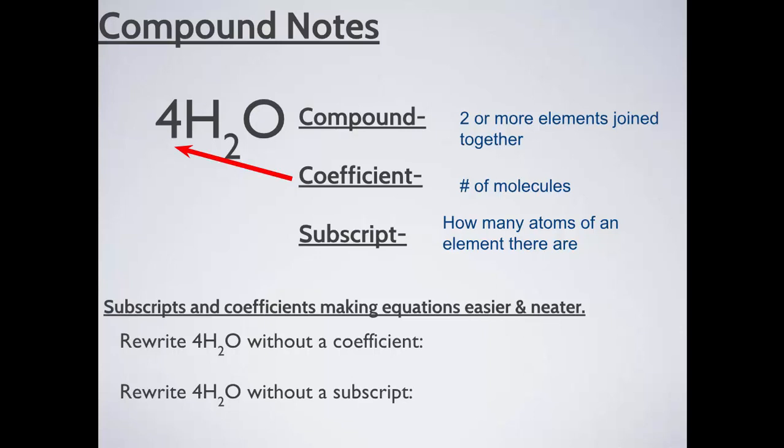So using these subscripts and using coefficients helps us to make writing a compound out a little simpler and neater. You could write 4H2O without the coefficient by just writing H2O, H2O, H2O, H2O. Ho, ho, ho. You could write it without the subscript by writing 4HHO, but it's simpler to just use the coefficients and the subscripts to make it clear.